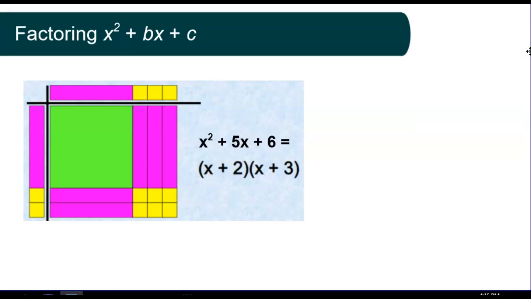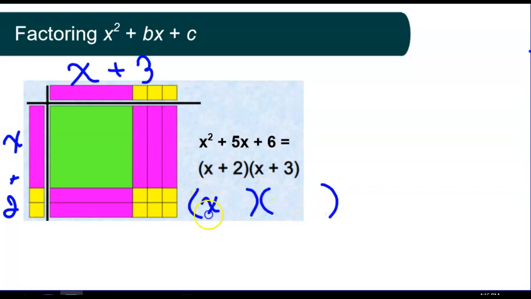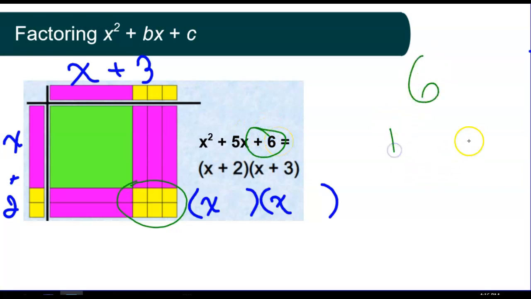We had x squared plus 5x plus 6, and you saw that it's going to factor to x plus 2 and x plus 3. Let's look at how we get these factors here. Well, I know because of my first term, x squared, I'm going to need to multiply an x times an x. So that's going to be my first numbers in my binomials. And then the next thing to look at is the constant here. The constant is 6. Well, how can I get 6? I can get 6 by multiplying 1 times 6 or 2 times 3.